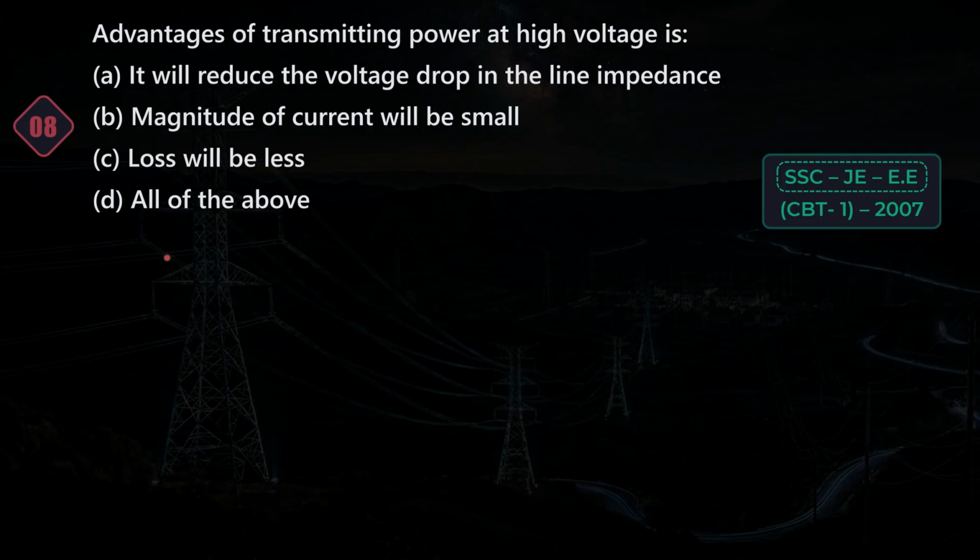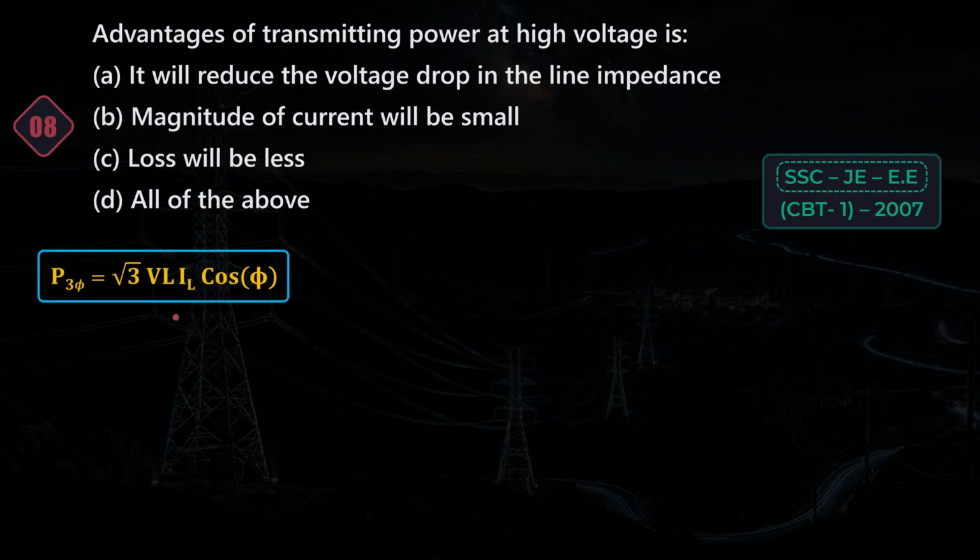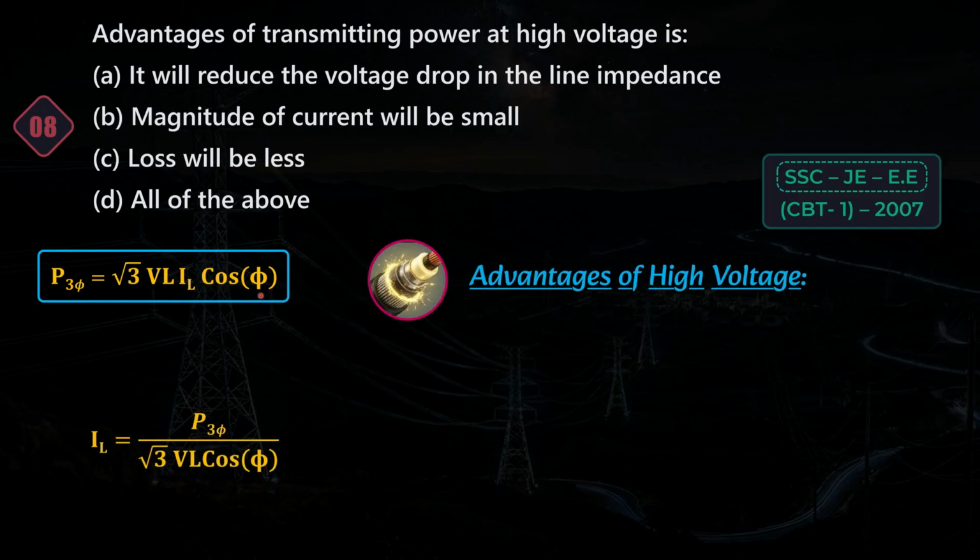Now, to understand the concept of this question, let us consider the famous equation of three-phase power, which is equal to √3 VL IL cos phi. Now, on arranging this equation in terms of line current, we have an equation like this: IL is equal to power divided by √3 VL cos phi.